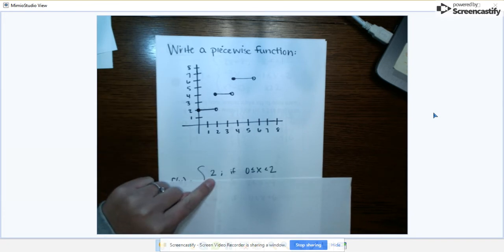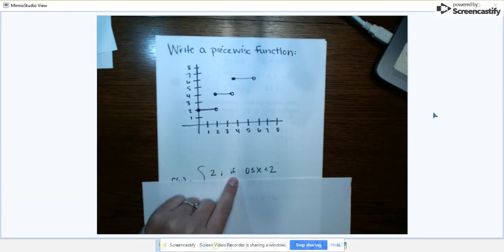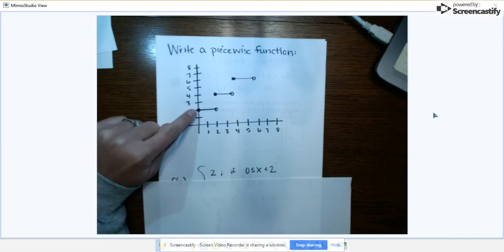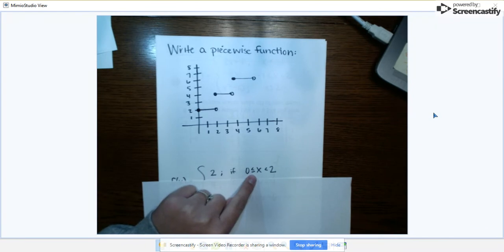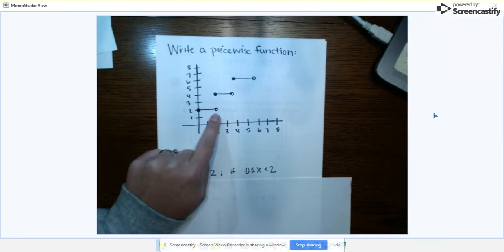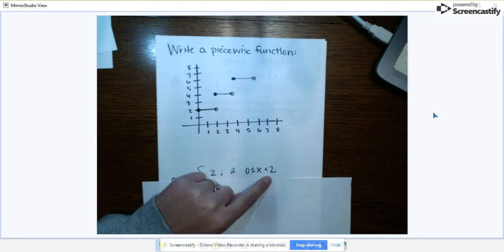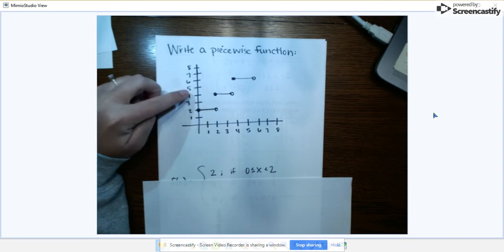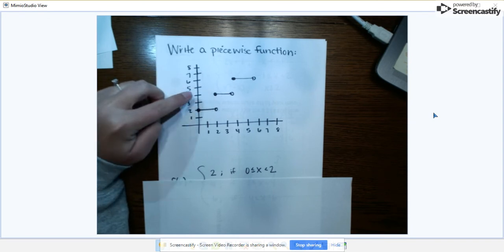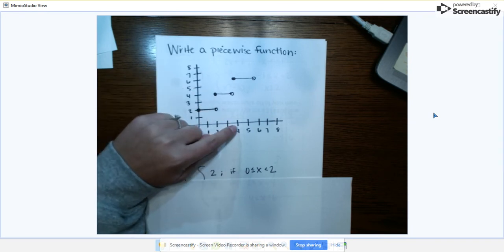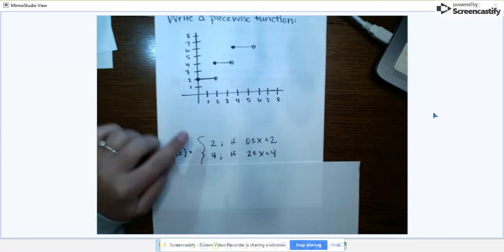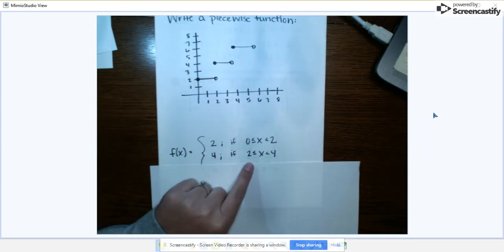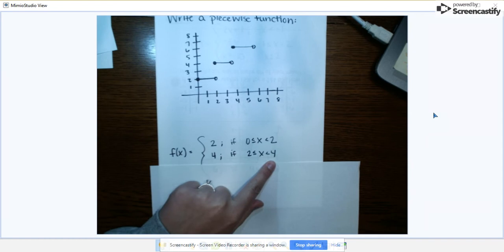Our output, or our y value, is 2 if my x value is between 0 and 2. Since this circle is closed, that's why we have the less than or equal to. But at x equals 2, our circle is open, so it's strictly less than 2. Now we go up to our middle piece. The y value is 4 from 2 to 4 on the x. So an output of 4 for my x values 2 to 4.